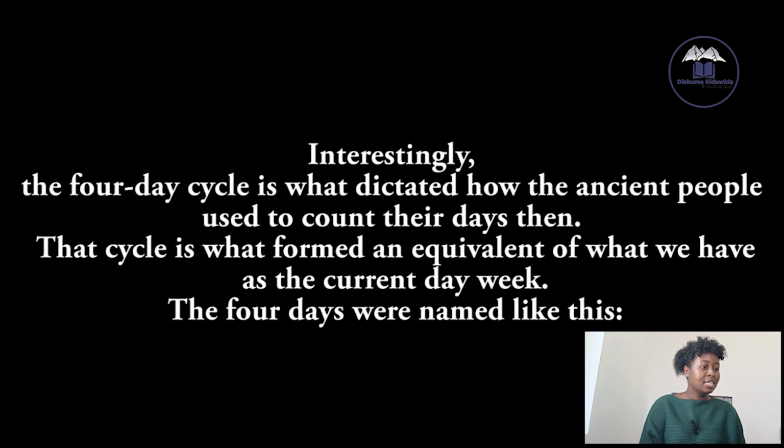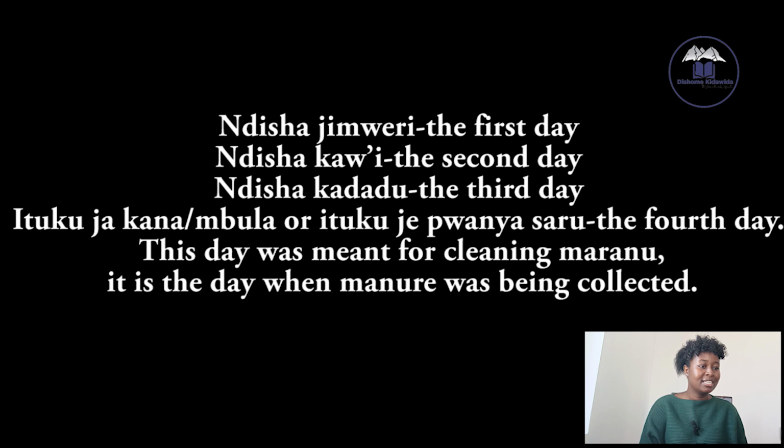Interestingly, the 4-day cycle is what dictated how the ancient people used to count their days then. That cycle is what formed an equivalent of what we have as the current day week. The 4 days were named like this. We had Ndisha Jimweri. That was the first day. Ndisha Kavi. That was the second day. Ndisha Kadadu, that was the third day. Ituku jakana or Ituku jambula, or also known as Ituku jepwanyasaru, that was the fourth day.